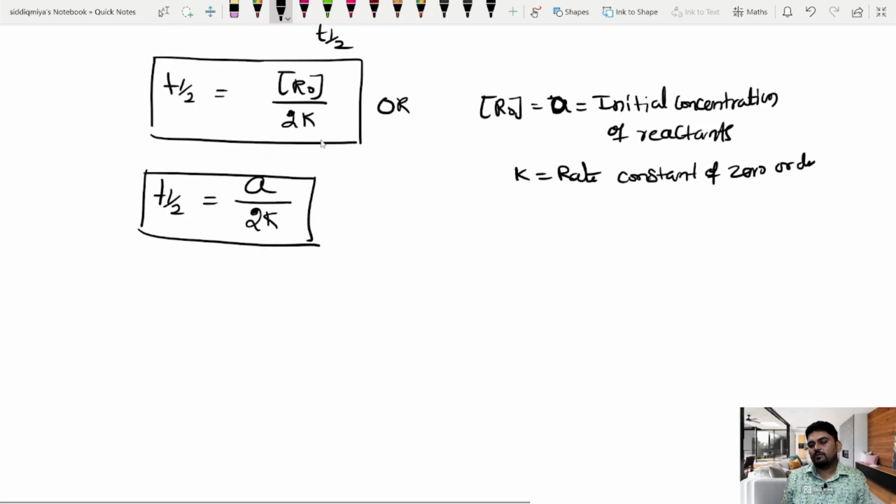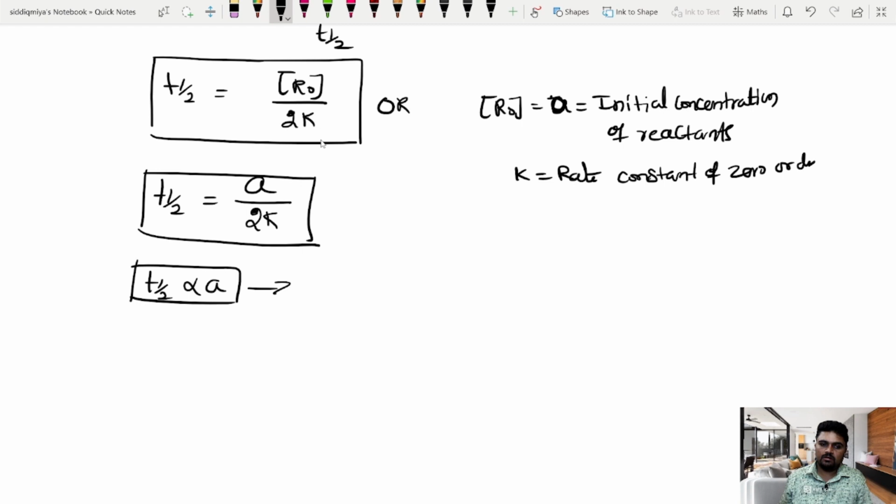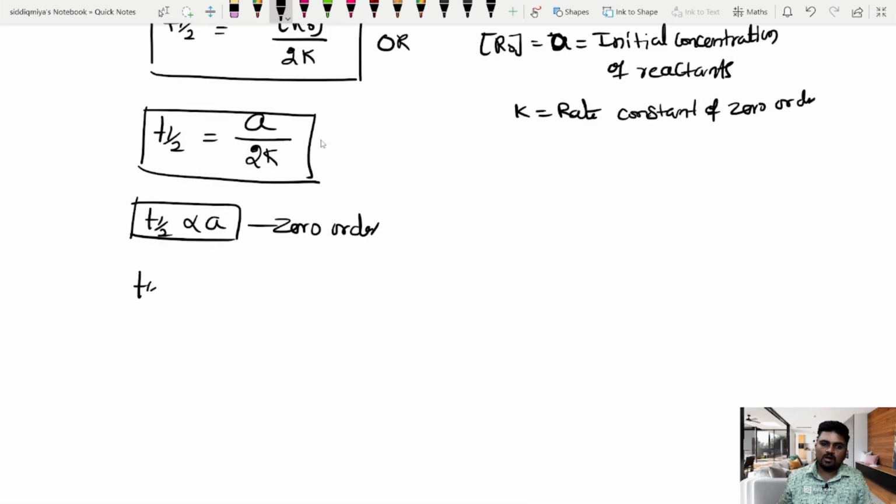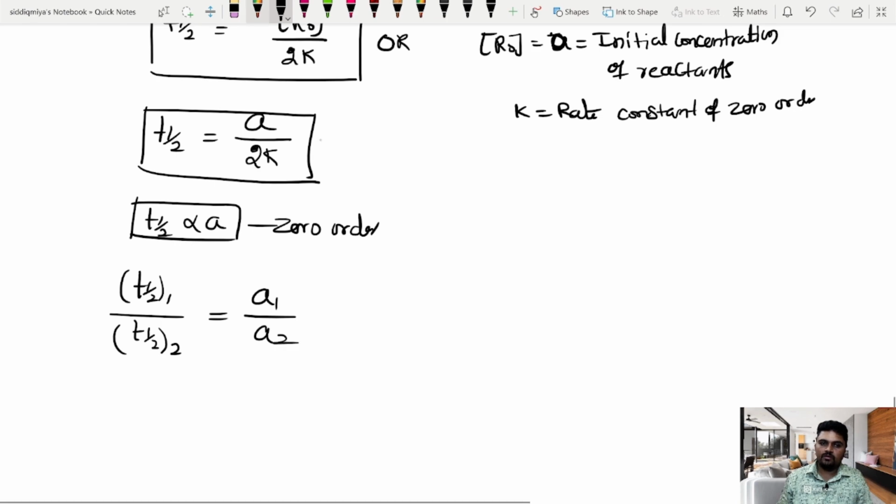So from this we can write one formula: T half is directly proportional to A in zero order. So we can write T half of first by T half of second is equal to A1 by A2. Got it? This is a very important formula.